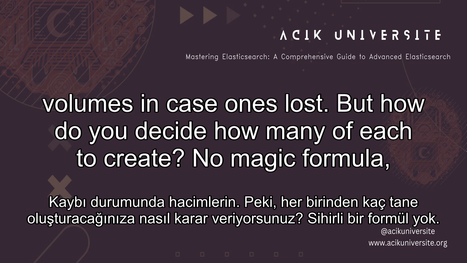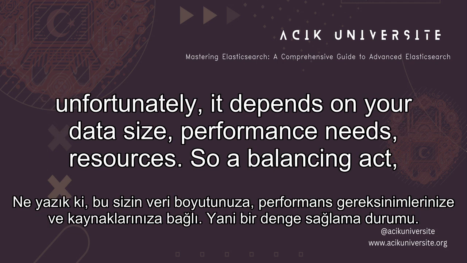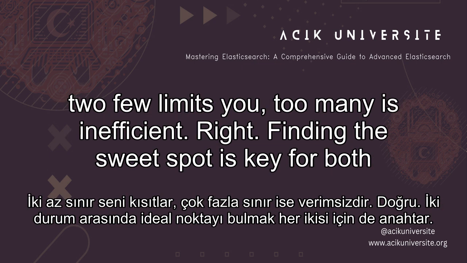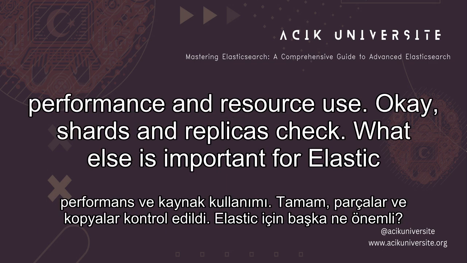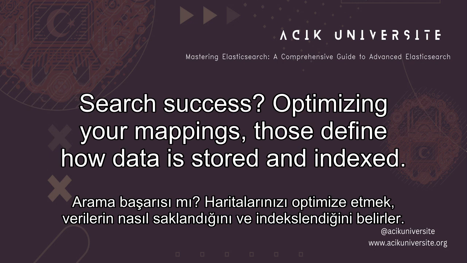But how do you decide how many of each to create? No magic formula, unfortunately. It depends on your data size, performance needs, resources. So a balancing act. Too few limits you, too many is inefficient. Right. Finding the sweet spot is key for both performance and resource use. Okay, shards and replicas, check. What else is important for Elasticsearch success?